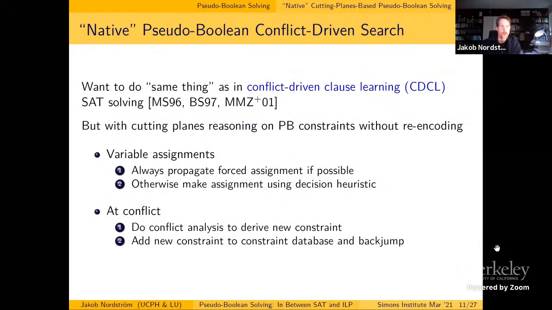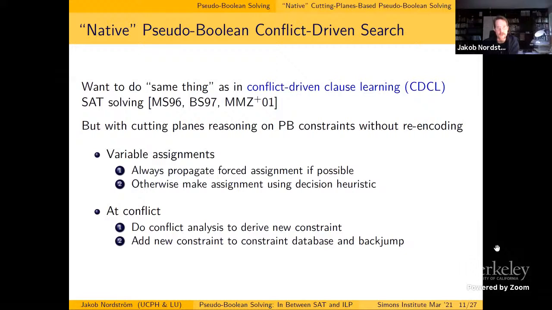Okay, so moving on to pseudo-Boolean conflict-driven search. This is now when I want to keep my input in pseudo-Boolean form, but I want to do the conflict-driven search and learning because I've seen how good that is in SAT solving. So do the same thing as in CDCL, but using cutting planes instead of the resolution proof system and operating on pseudo-Boolean constraints rather than clauses.